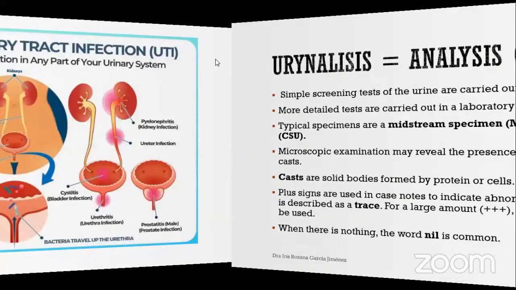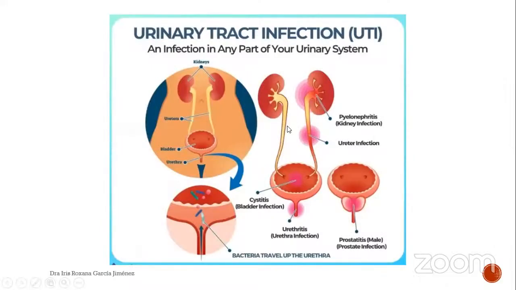Now the urinary tract infection, the UTI, okay, we have to check this. Pyelonephritis, the kidney infection, ureteritis, the ureter infection, cystitis, bladder infection, urethritis, urethra infection, prostatitis, male prostate infection. Okay, and the bacteria travel up the urethra, which we'll learn about, just for making a review, okay, for practicing.